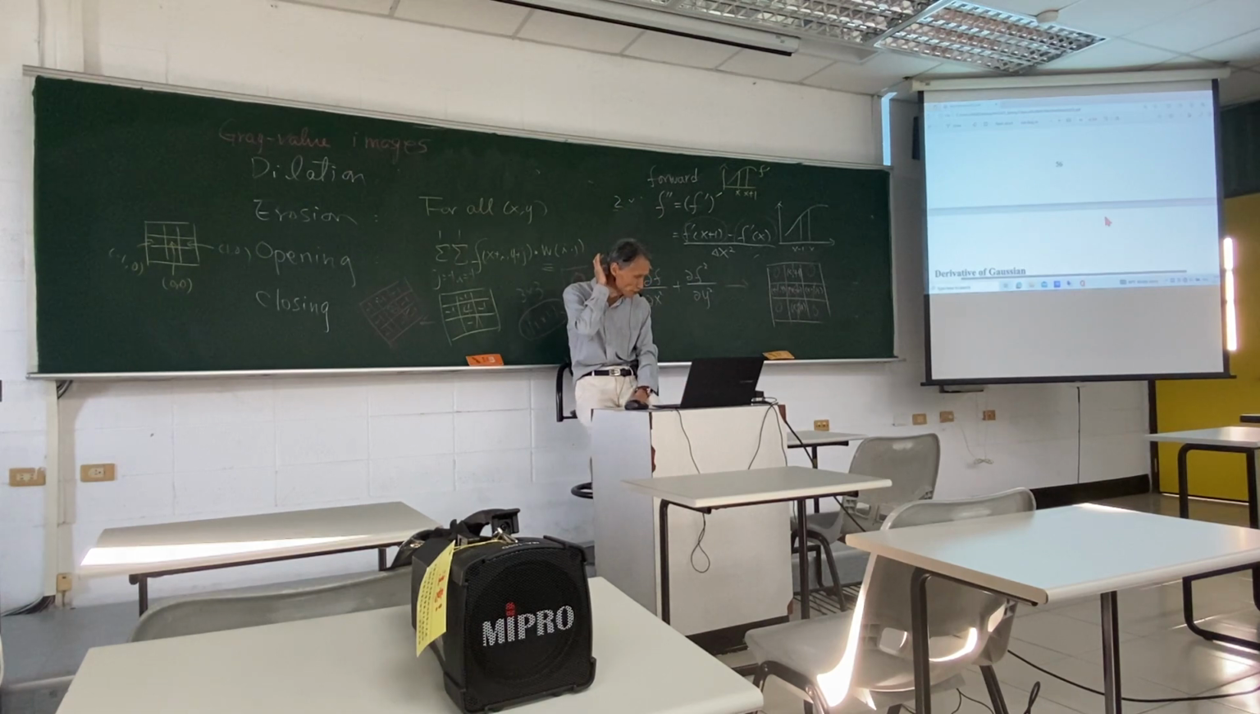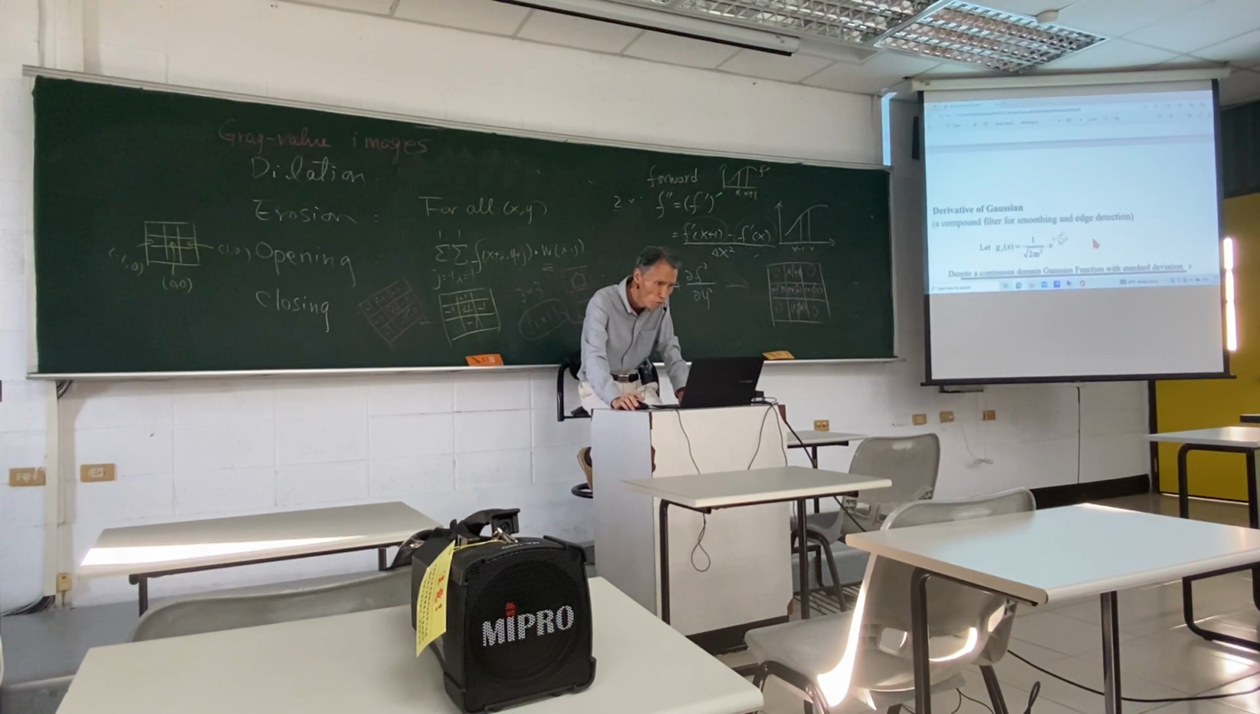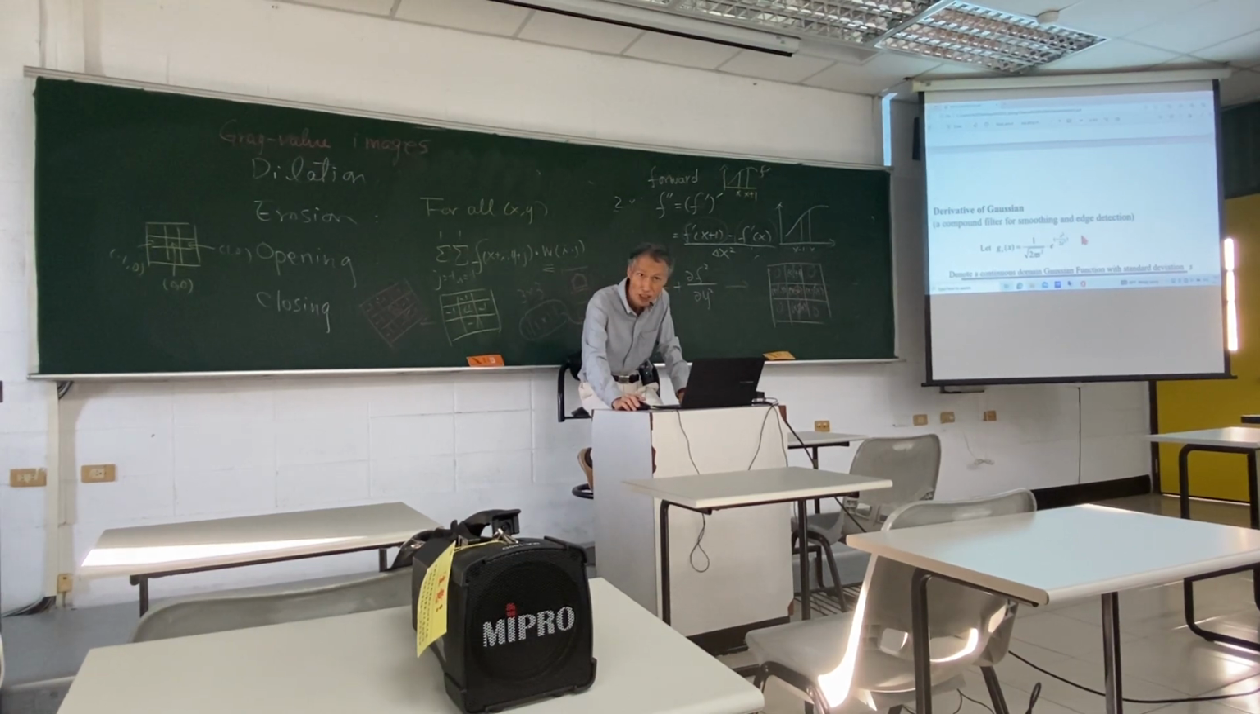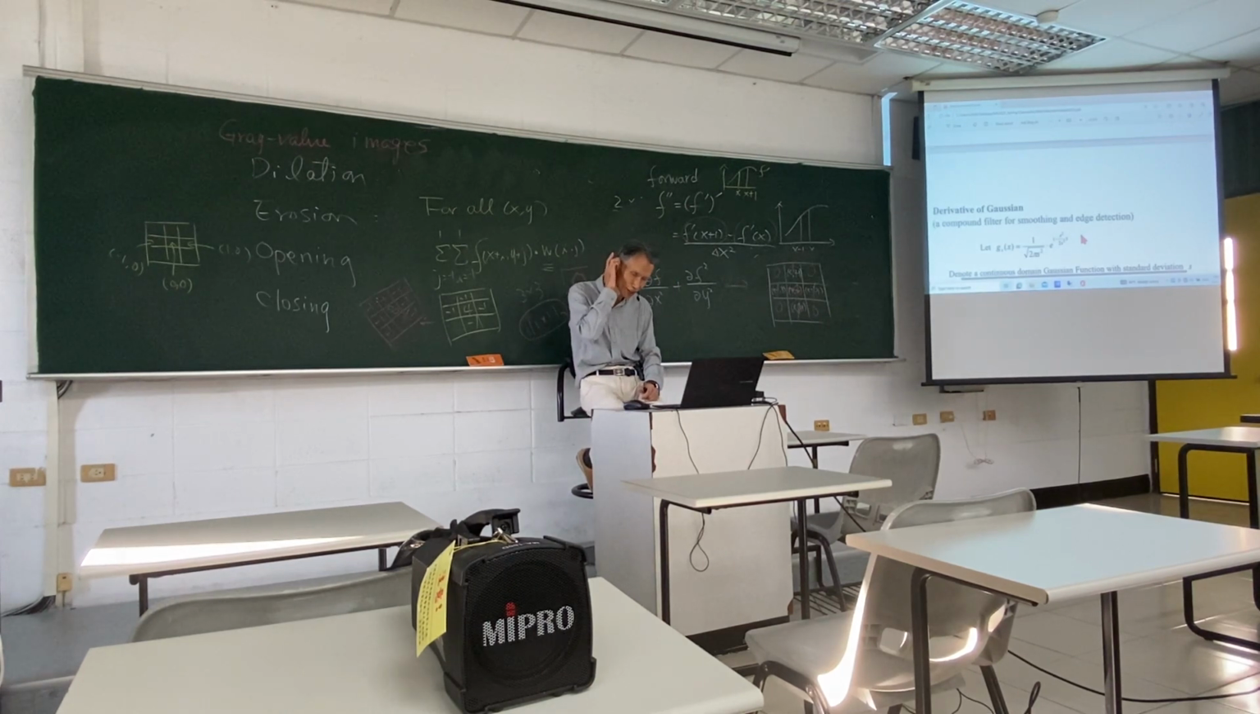I assume you are not just satisfied with everything offered by OpenCV or any image processing tool. Here's something you can do: develop your own filter, other than the neural network. The first one that you can do is, I don't know if OpenCV provides this function or not, called derivative of Gaussian.